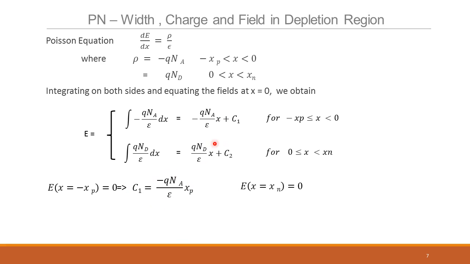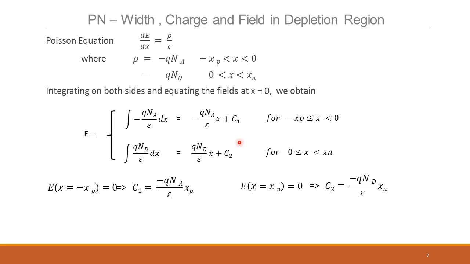right? You can substitute and check yourself. In the same way, at xn also the field is 0, so you can calculate c2 with this. C2 is minus q Nd by epsilon times xn. You can just substitute in these equations, you'll get it. Not a big magic out here, right?